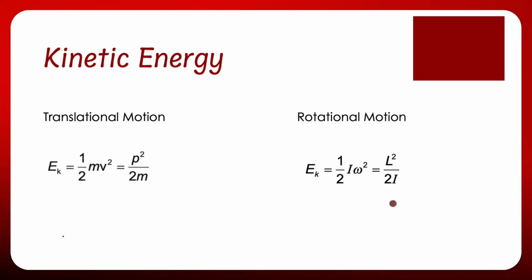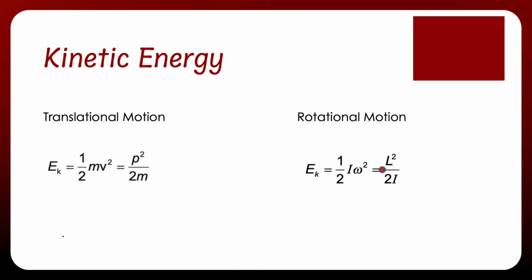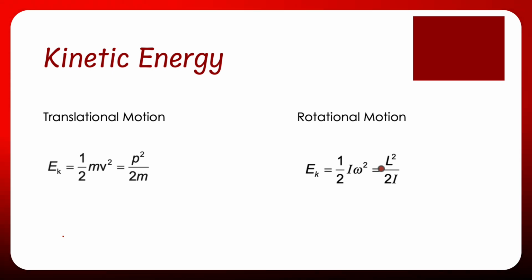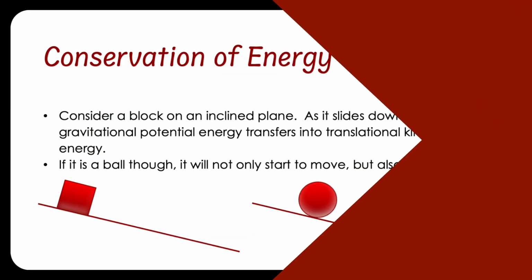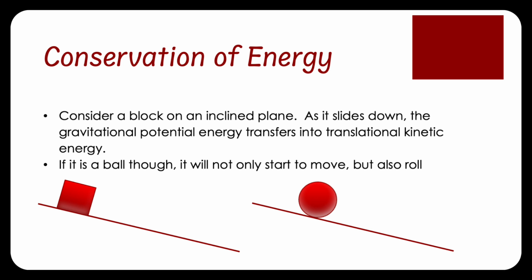And for the second one, instead of linear momentum, I have angular momentum. It's not mass times velocity, it's moment of inertia times angular velocity. And on the bottom, 2 times moment of inertia. So if those are the same, conservation of energy is still going to be exactly the same as before.